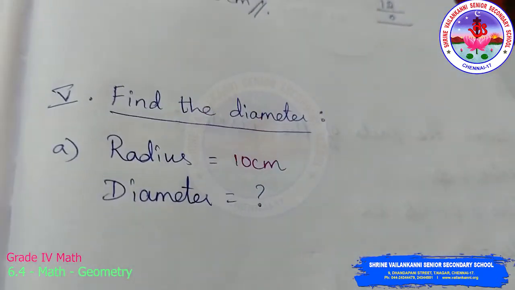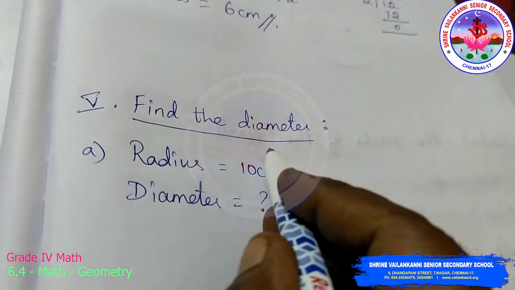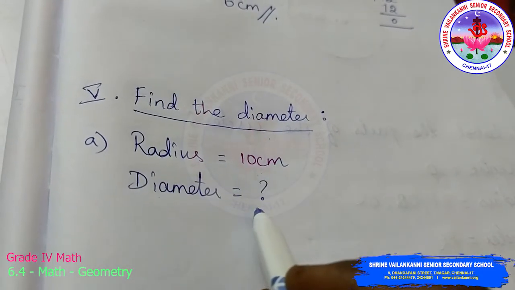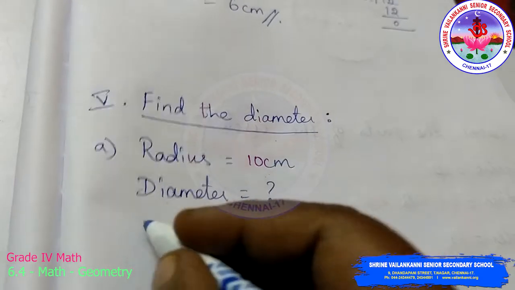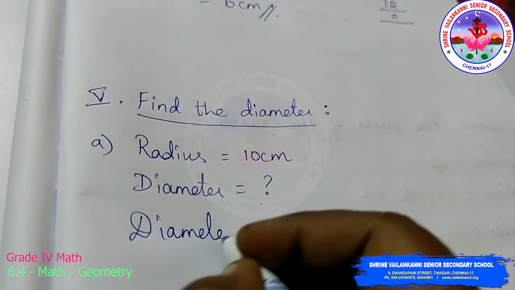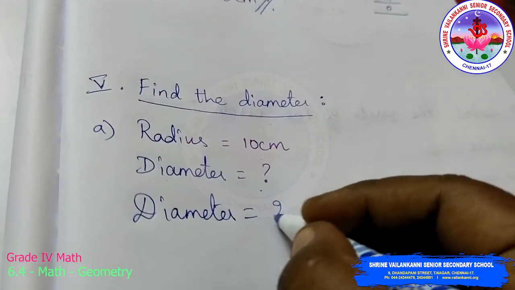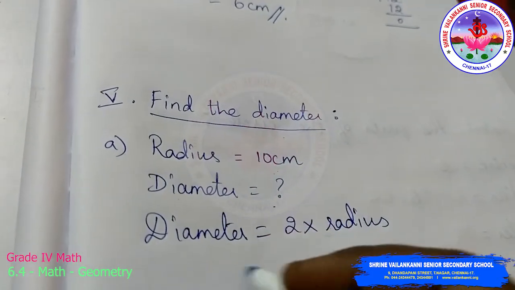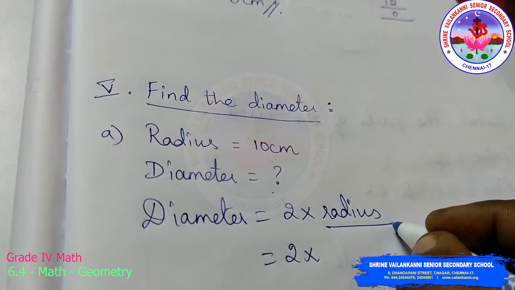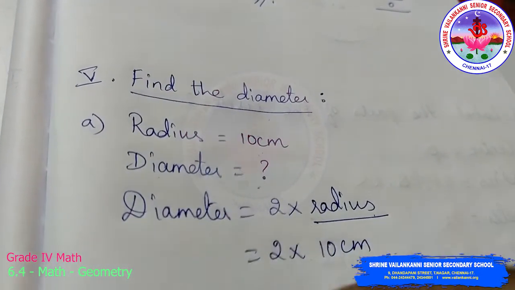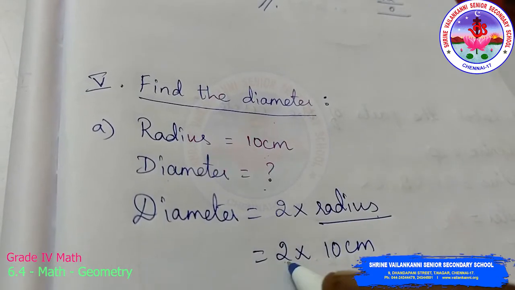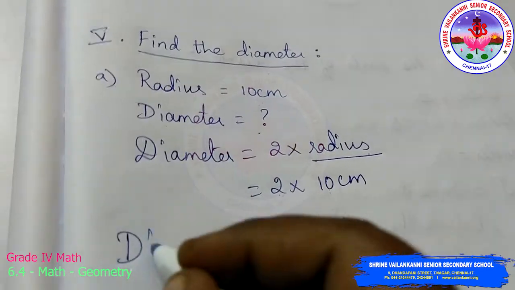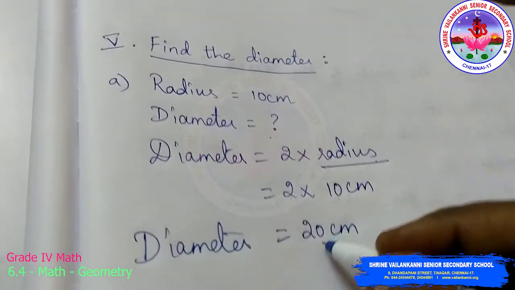Again, likewise we are going to find the diameter. The measurement of the radius is given and you have to find the diameter using the formula. The diameter formula is diameter is equal to 2 into radius. 2 into, what is the measurement of radius? 10 centimeters. So 2 into 10, 2 tens are 20 centimeters. So therefore diameter is equal to 20 centimeters.